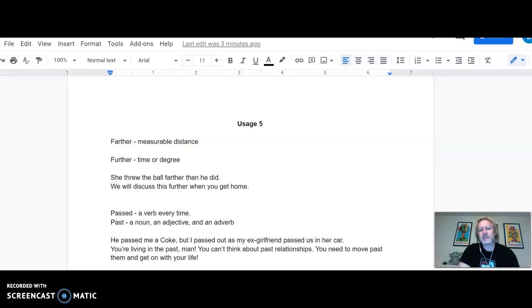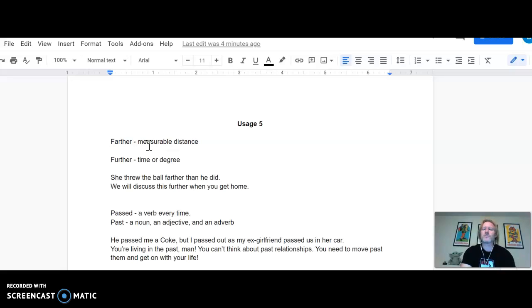Usage 5. Today we begin with farther versus further. Real simply, farther has the word far in it, and this is for a measurable distance. So anytime you're measuring any distance, no matter how short or how long, you're going to use farther. So, she threw the ball farther than he did. You could also say Saturn is farther from the sun than Mercury.